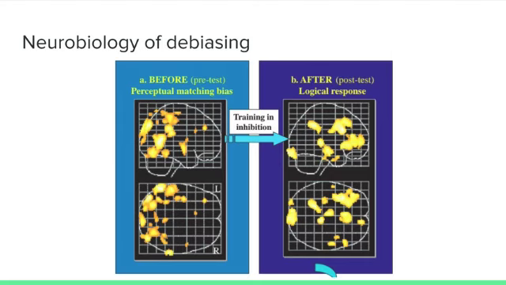Now we will return to the first debiasing example that we discussed, in which participants overcame perceptual matching bias by undergoing training. When the participants were carrying out the pre- and post-test tasks, they also went through a PET scan to monitor brain activity. Researchers compared brain activity during the pre-test and post-test to determine the regions that seemed to be playing the biggest role.